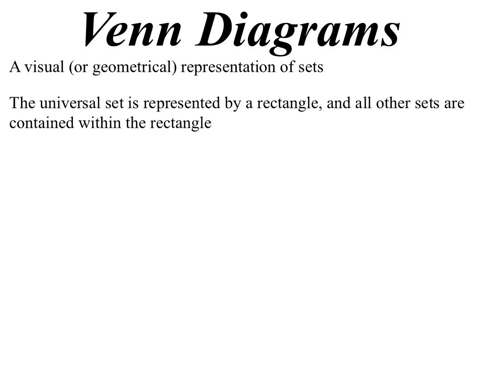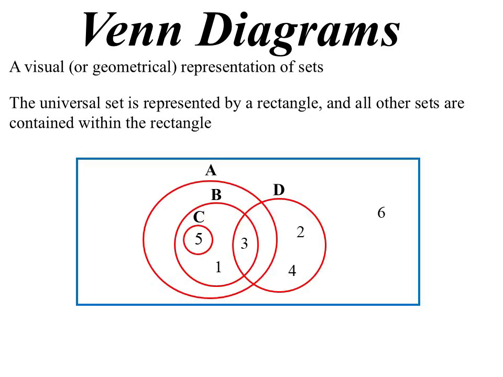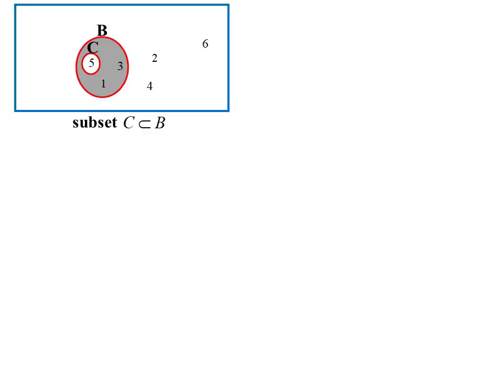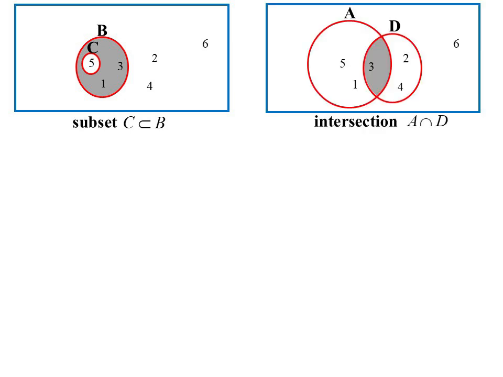That brings us to Venn diagrams, another way of listing our objects. The universal set we represent as a rectangle. That's always a rectangle, and then all the other sets are inside that rectangle. There is a picture of all of those sets I just talked about inside a Venn diagram. C was a subset of B. If you look at the Venn diagram, you'll see that C is totally within B, so it is a subset of B. The intersection, well, that was the overlapping part. 3 was the intersection of A and D.